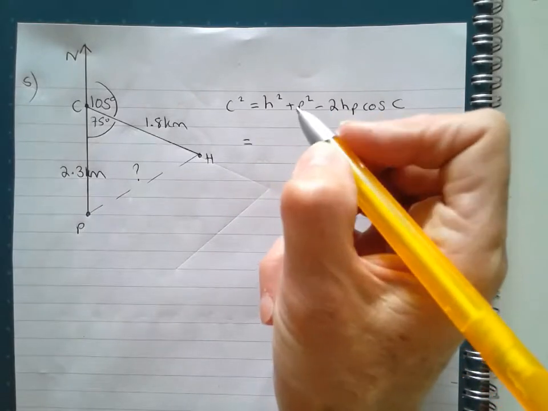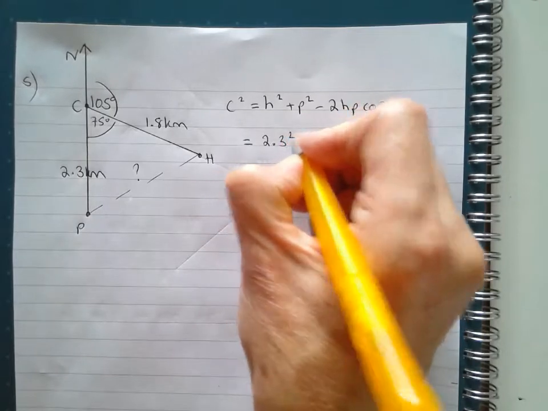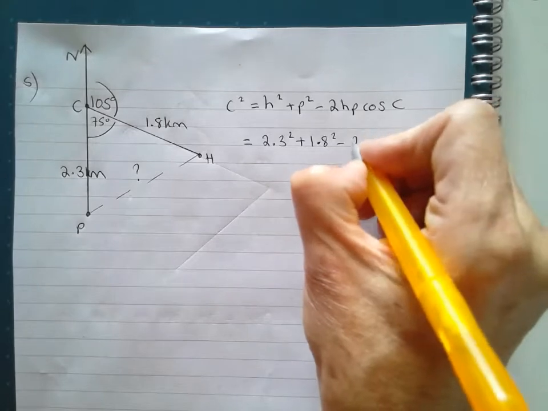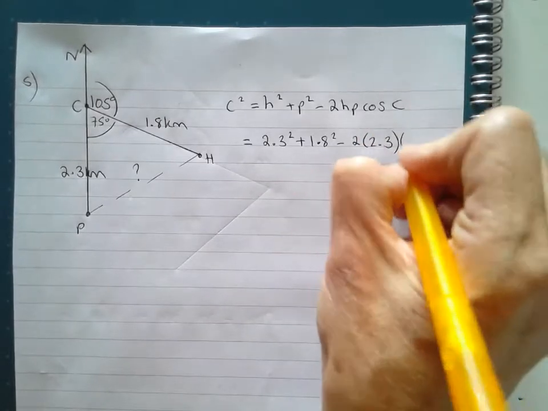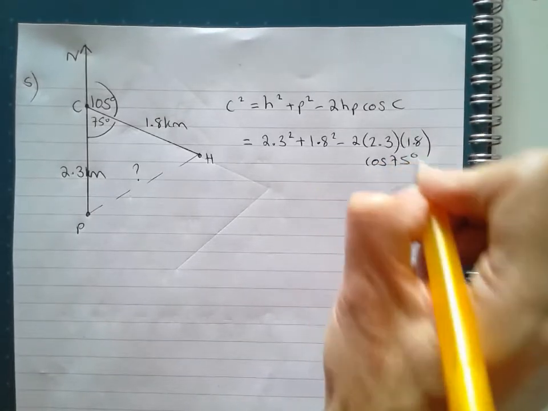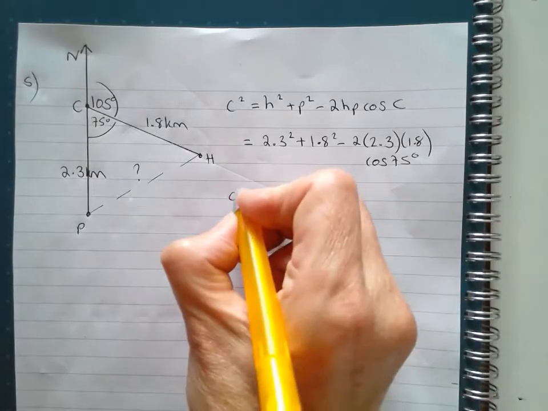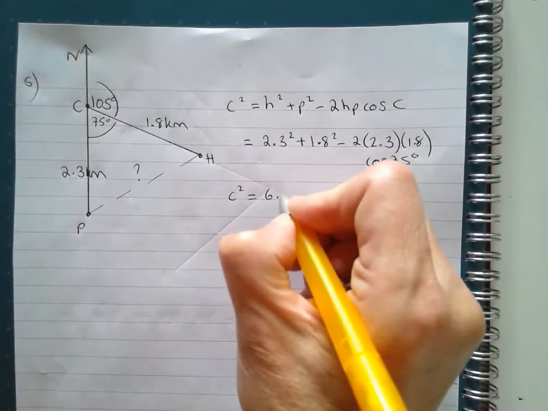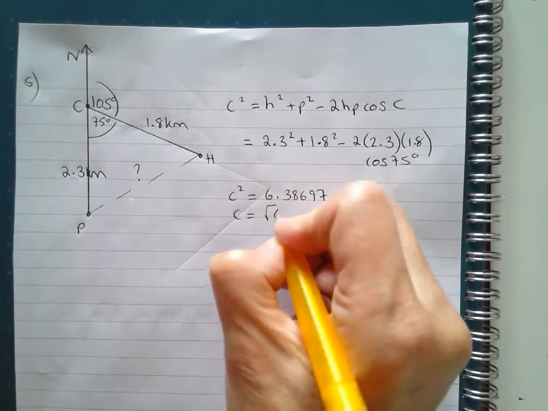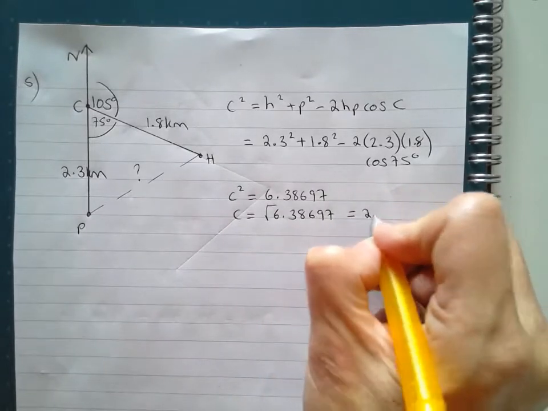So putting in our numbers, we've got h squared, which is 2.3 squared, plus p squared, which is 1.8 squared, minus 2 lots of 2.3 times 1.8 cos of 75 degrees. Putting that all together, we're going to end up with c squared equal to 6.38697, so c is the root. It's about 2.527 kilometers.